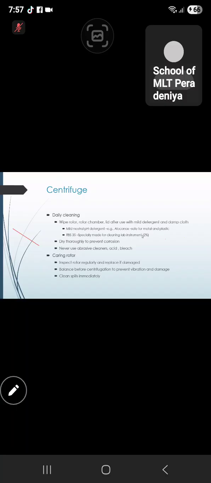Next one is the centrifuge. It is also one of the commonly used equipment. The centrifuge, again, we can say daily cleaning and periodic cleaning. Can you say something about the centrifuge, how we can care for and maintain it?